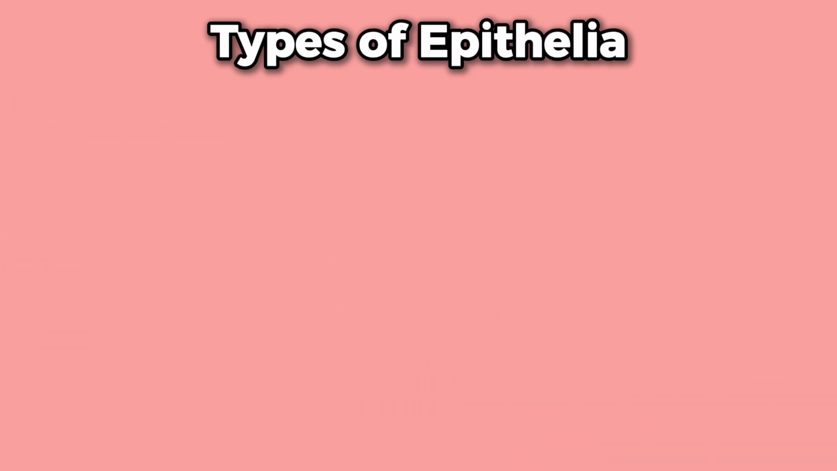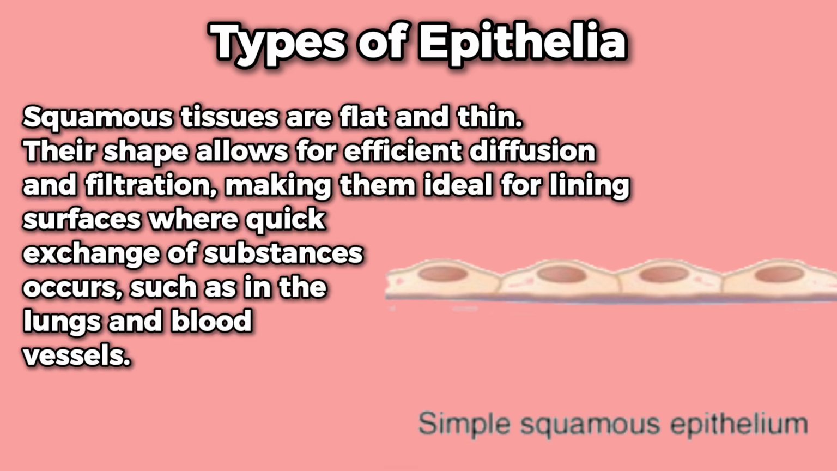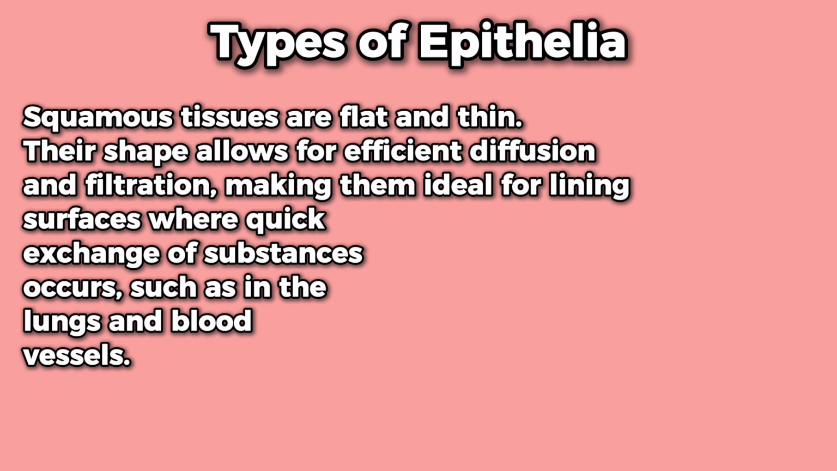Now for the types of epithelial tissues by the shape of cells. Squamous tissues are flat and thin. Their shape allows for efficient diffusion and filtration, making them ideal for lining surfaces where quick exchange of substances occurs, such as in the lungs or alveoli, and blood vessels, endothelium.